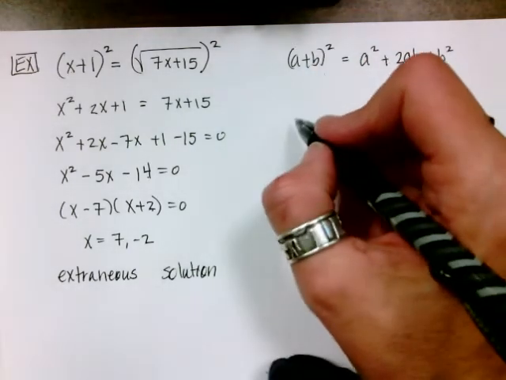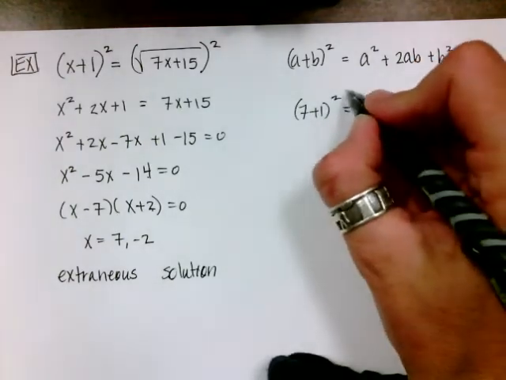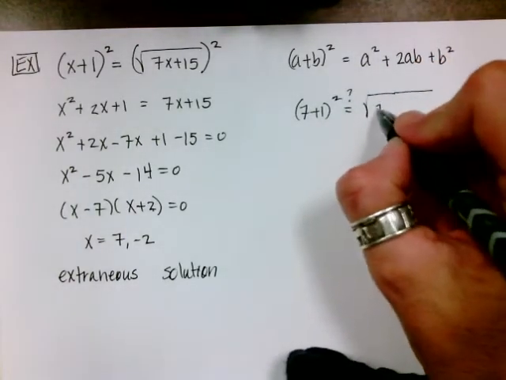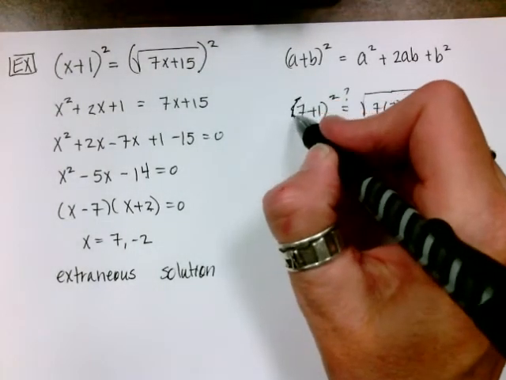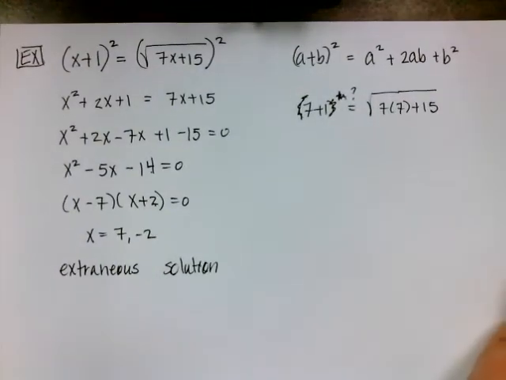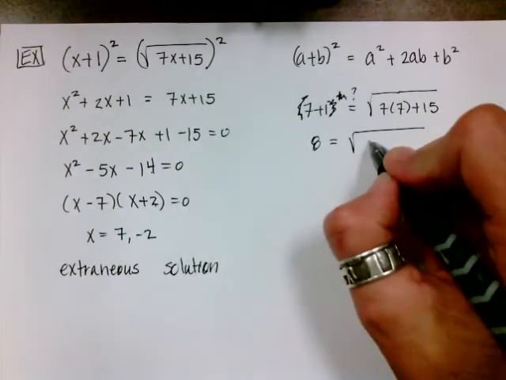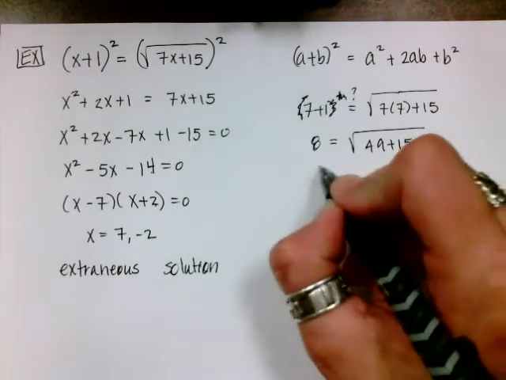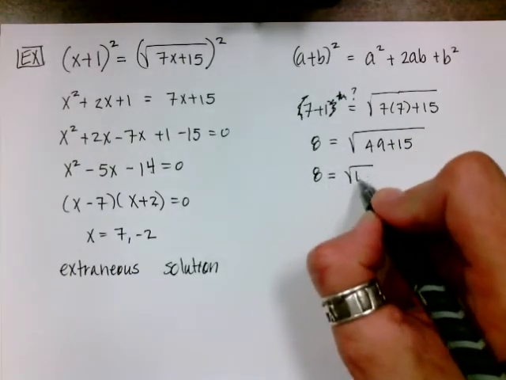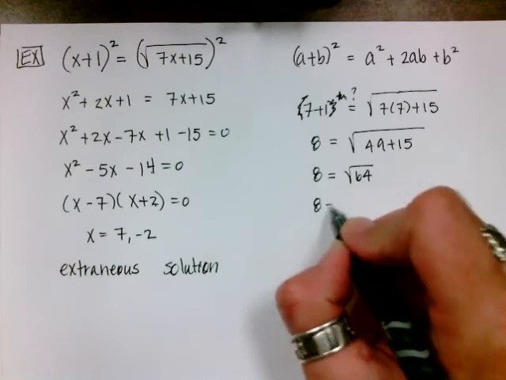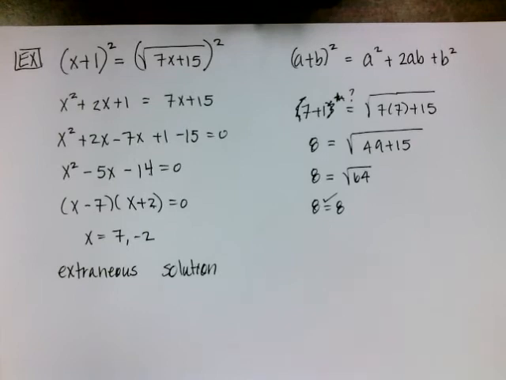All right, so if I substitute the 7 first, I'm going to get the square root of 7 plus 1 quantity squared, is equal to, and this is what we're checking, the square root of 7 times 7 plus 15. Oops, I'm sorry, I don't need to do the squared part, because that was how I solved the equation. So on the left-hand side, I get an 8. On the right-hand side, I get the square root of 49 plus 15. So I'm wondering, is 8 equal to the square root of 64? And I get 8 is equal to 8. So that works, okay?